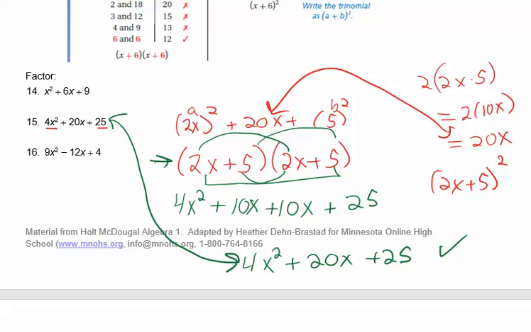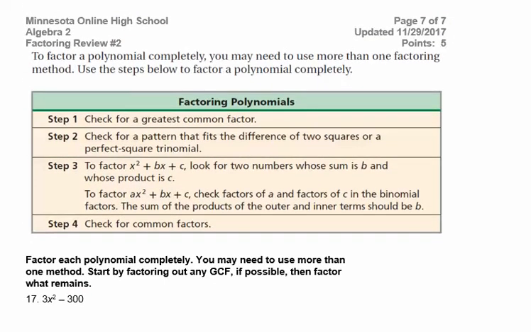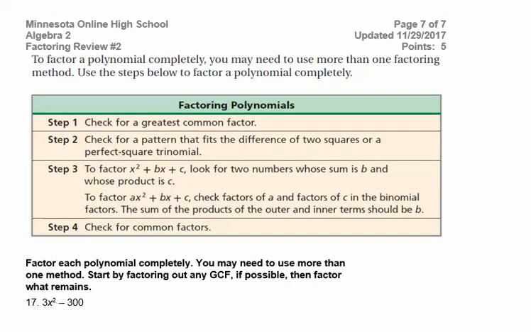All right, one more little piece here, and that's putting this together. Here's a checklist for factoring polynomials. The first thing you should do is check and see if you have a greatest common factor. Then check and see if you have a difference of two squares or a perfect square trinomial. If you do, you can use the shortcut. And then these are a review of how to factor trinomials.